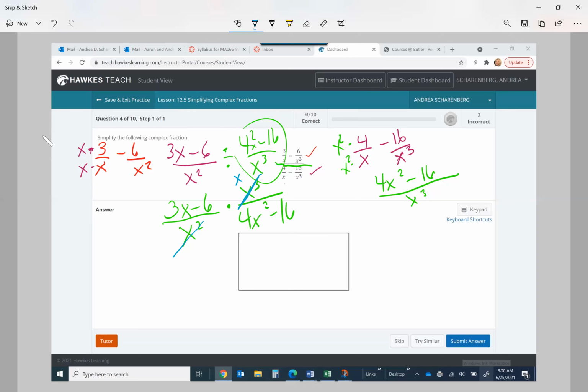All right, now let's rewrite what we have. And when I rewrite this 3, I'm going to go ahead and factor out a 3. So I have 3 times x minus 2 over 1 times x, and let me bring out a 4 here. When I bring out the 4, I'm going to have x squared minus 4, which is the same as x minus 2, x plus 2.